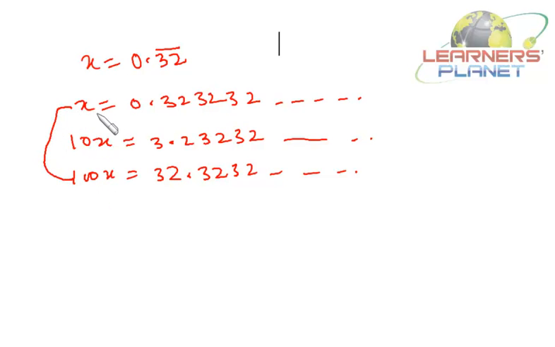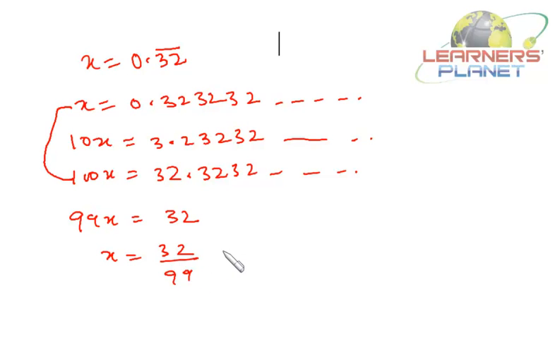So now we compare these two. Here it is 100x, here it is x, and the block of numbers after the decimal is the same. So I can deduct x from 100x on both the sides. So 100x minus x is 99x is equal to 32, since the numbers after the decimal will get cancelled. So x is equal to 32 by 99.